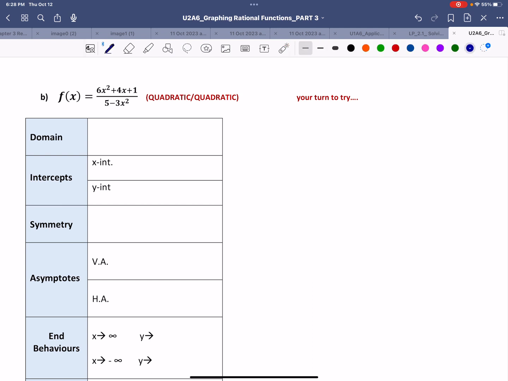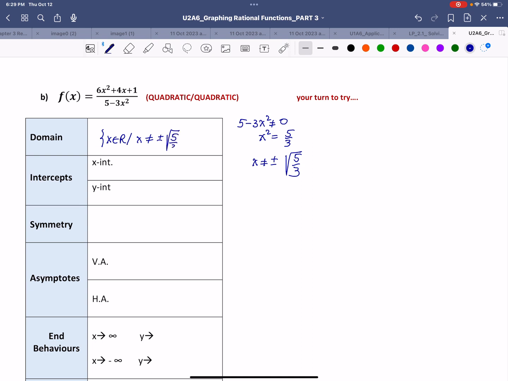For the domain, we look into the restricted values of x, which are always hiding in the denominator. So we do not want the denominator to be 0, and we have to find out what values of x will make the denominator equal to 0. So 5 minus 3x squared has to be different than 0, which means that x squared has to be different than 5 over 3, and x different than plus or minus the square root of 5 over 3. So we'll write the domain right here. We can write it in set notation, it's shorter this way, or in interval notation.